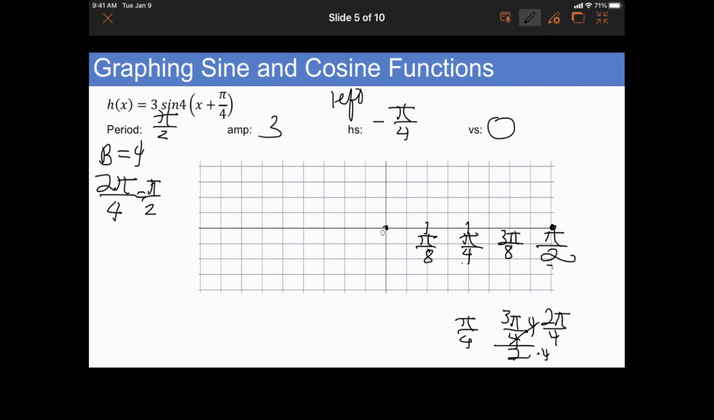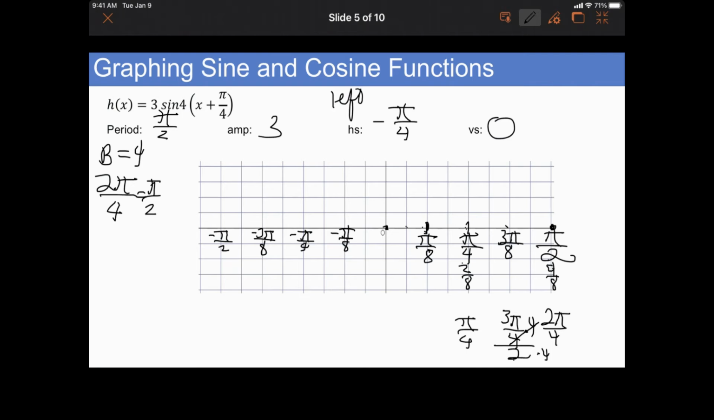Another way to think about it is that since you know this is 1/8, every 2 lines is 1/8. So this is 2/8, which does reduce to 1/4. This is 3/8, and this would be 4/8, which reduces to a half. Yeah. So going backwards. Okay, so there you are.